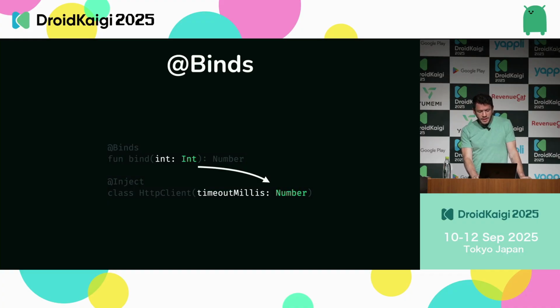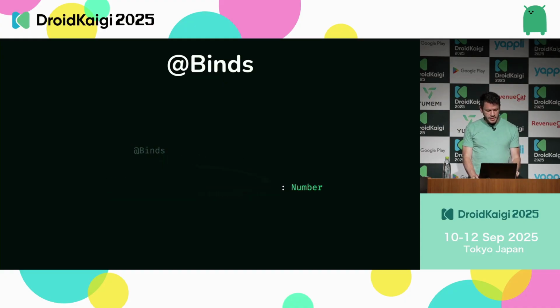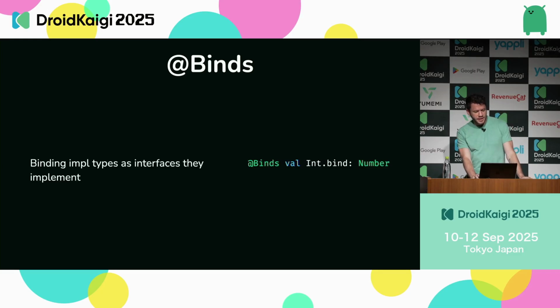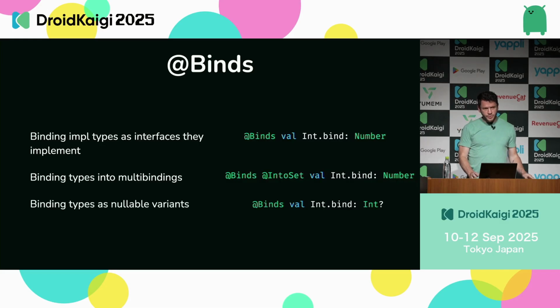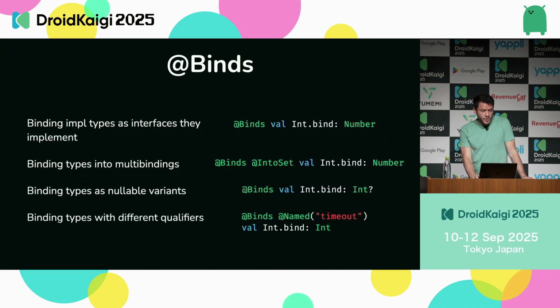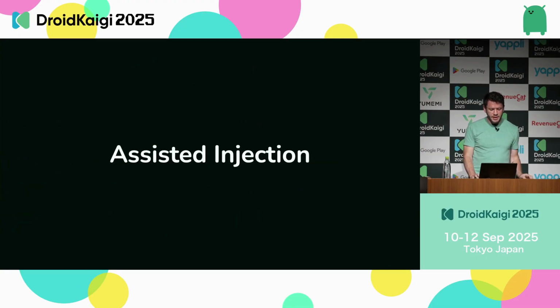Metro never generates any code for these declarations and uses them purely as a compile time signal. Since they're just an alias to their alias type, they also cannot be scoped. Common use cases include binding implementation types as interfaces that they implement, binding types into multibindings, which we'll get to, binding types as nullable variants, which is something that Metro natively supports since it's a Kotlin language feature, and binding types with different qualifiers.